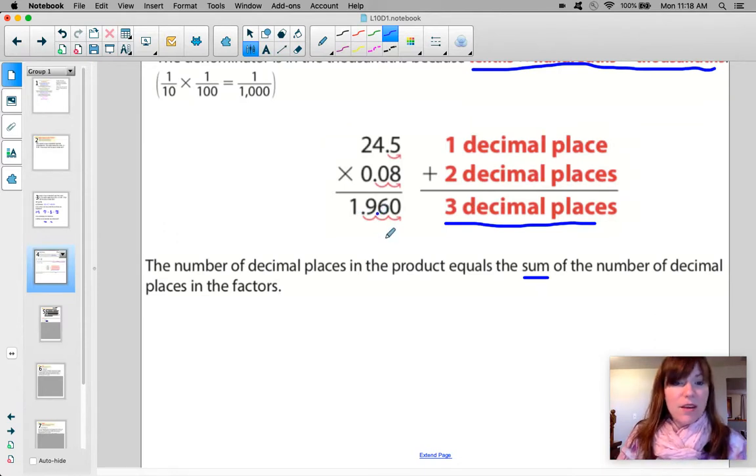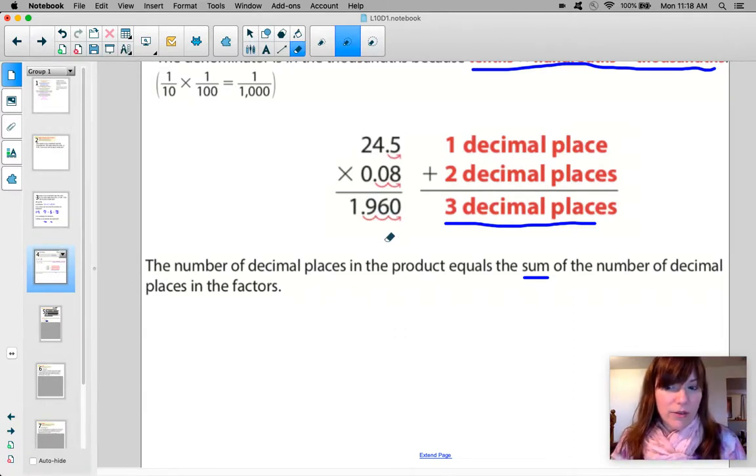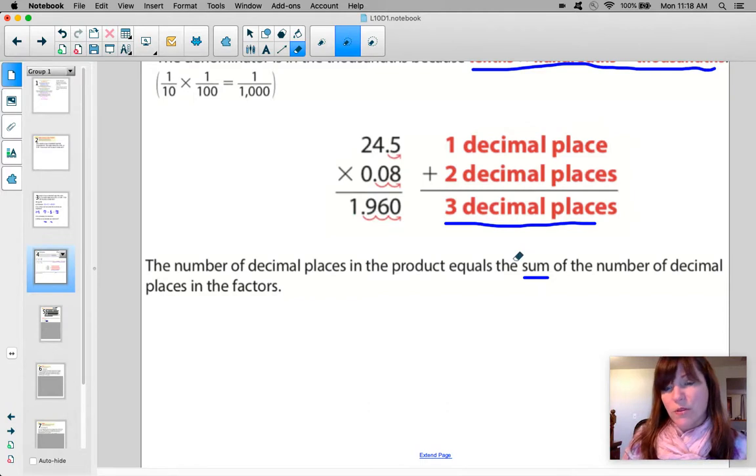Could it be 19 and 6 tenths? Should it be 196 as a whole number? Should it be 1,960? All of those questions could be answered by your estimate. We want an answer around $2.50. That also can help you with the decimal placement, but this is our trick that we're going to be referring to as we move forward. So let's try another one.